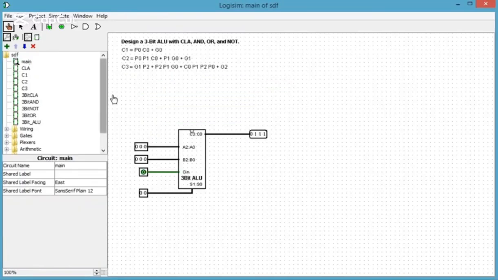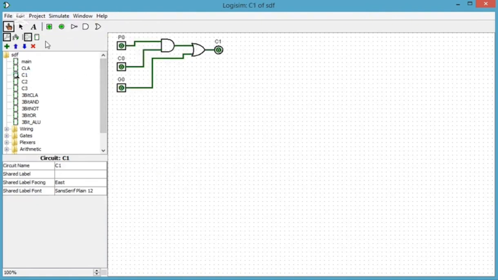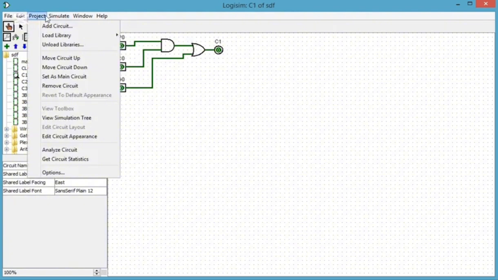Today, we will see how we can design a 3-bit ALU. So there are three fundamental equations that we need to use for the carry look ahead part of our ALU. Now what I did was take each of these equations and enter them into the circuit analyzer.